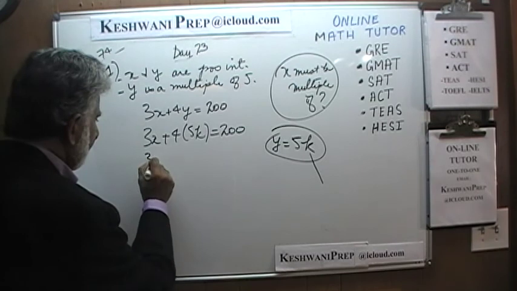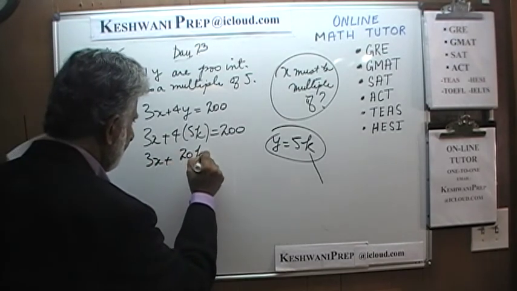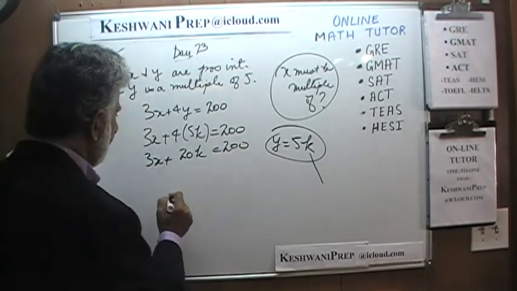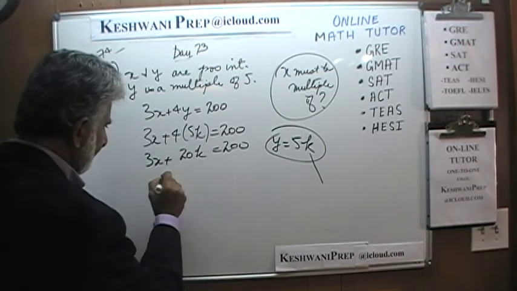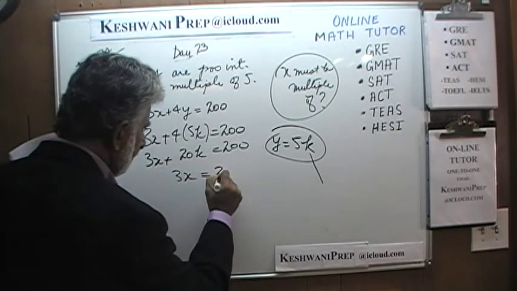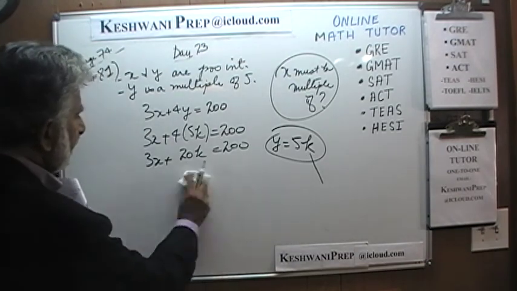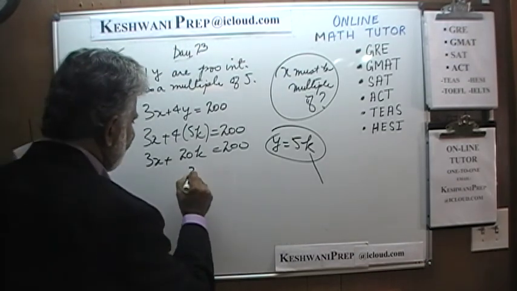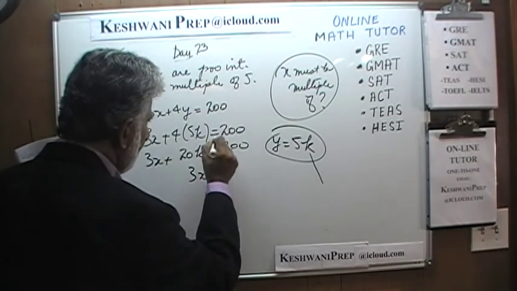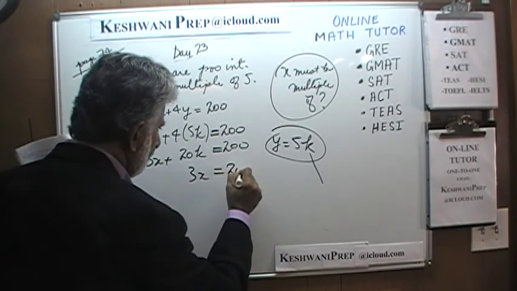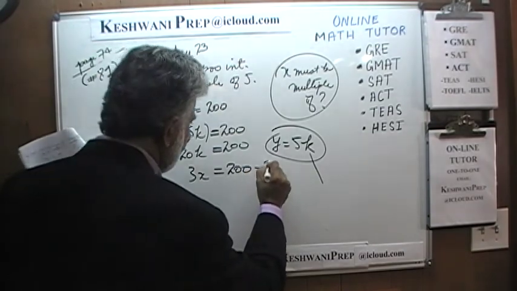Which means that 3x plus 20k equals 200. Let's bring the 20k on that side, so 3x would equal 200. I don't like the way it's written. I hate it when things don't line up. So 3x equals, you have to line up properly so it looks nice, 200 minus 20k.